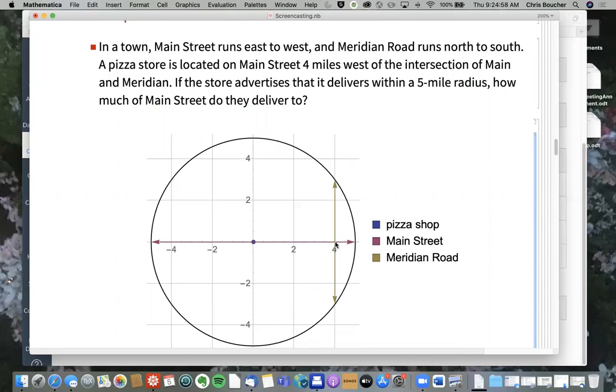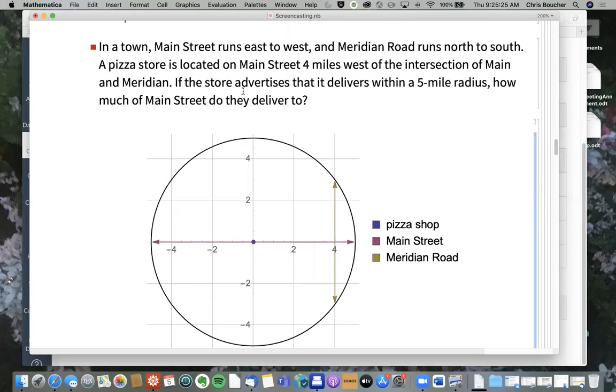Here's their intersection, right where the cursor is now. So if I go 4 units to the left, there's the pizza store, right, the blue dot. So I'm going to put the store at the origin of my coordinates, right? This is an advantage you have when you're drawing a picture of a problem in the plane, is you can put the coordinate system anywhere you want. So you could put the origin wherever it's easiest. It's easiest here to make the pizza shop the center.